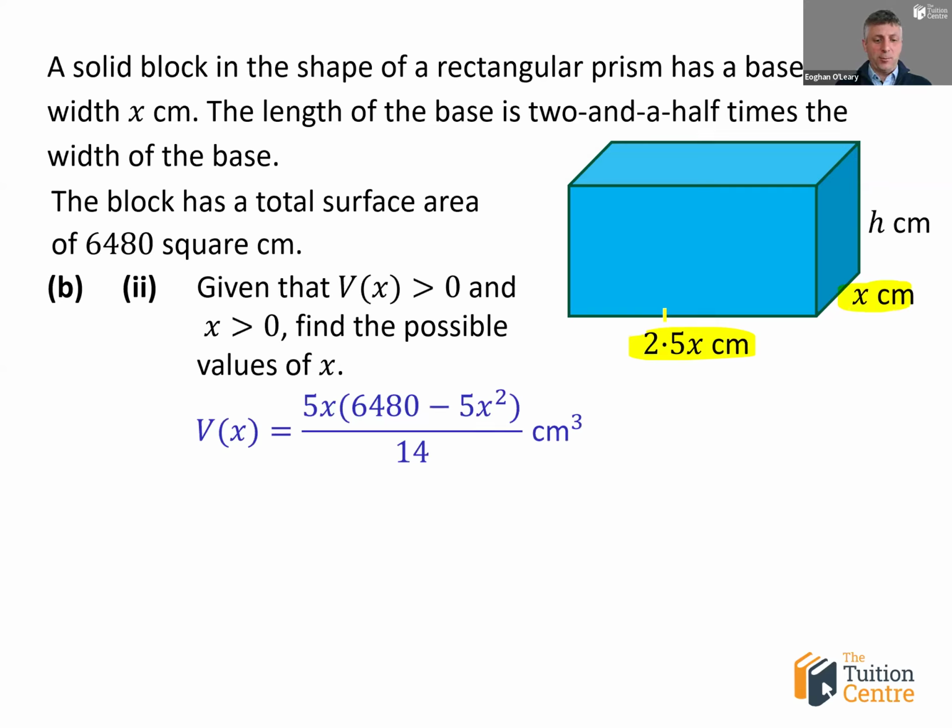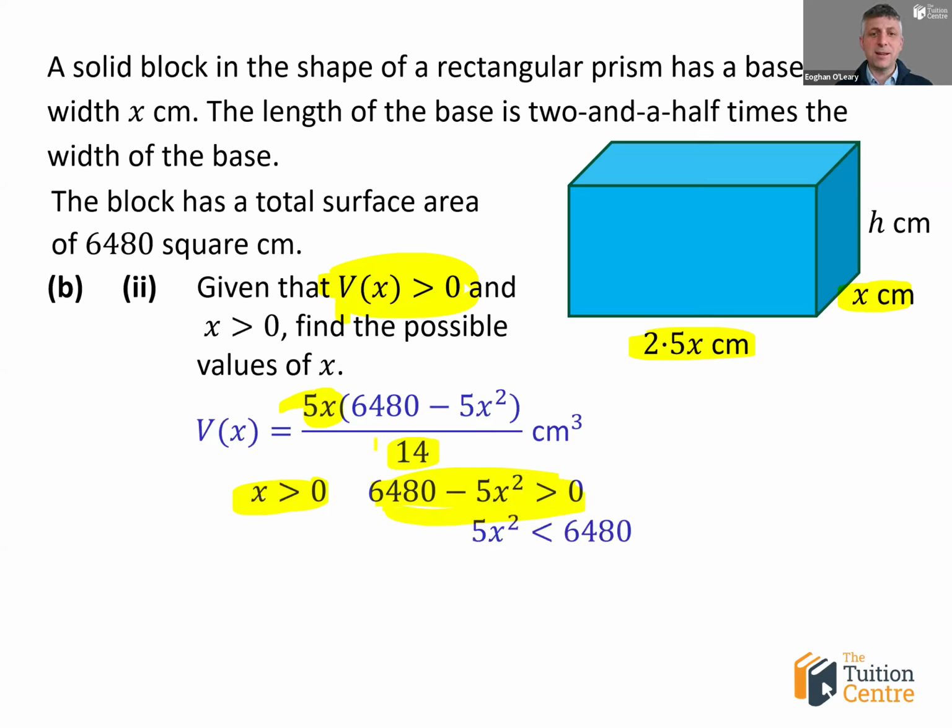So what are we saying here, right? We have our formula for volume in centimeters cubed. We know that this must be greater than naught. So if V is greater than naught, because x is greater than naught, that means 5x is greater than naught. 14 is also greater than naught, of course. So then the 6,480 minus 5x squared must also be greater than naught to make the entire function greater than naught. So all we actually have to do is solve this guy.